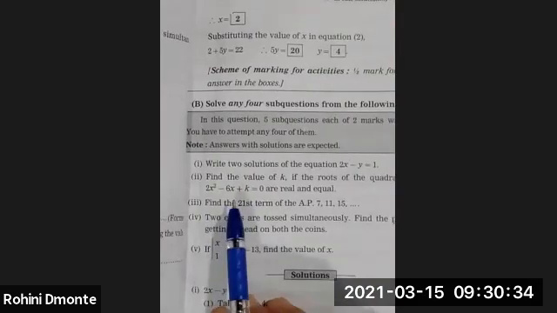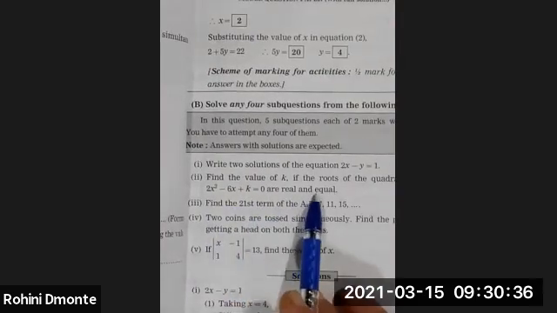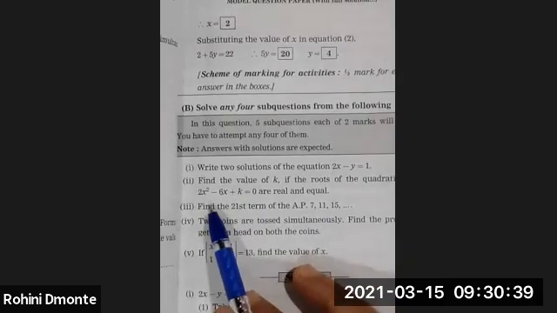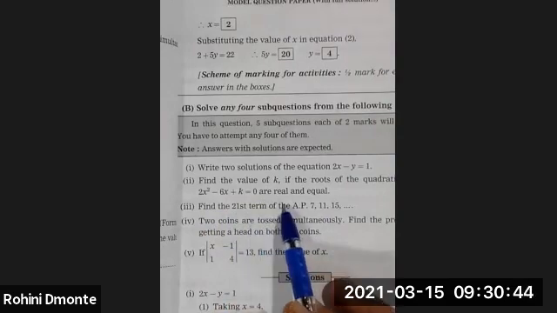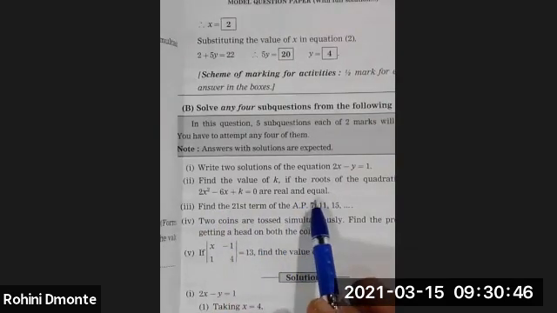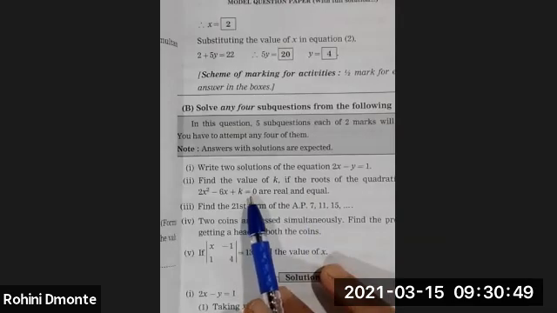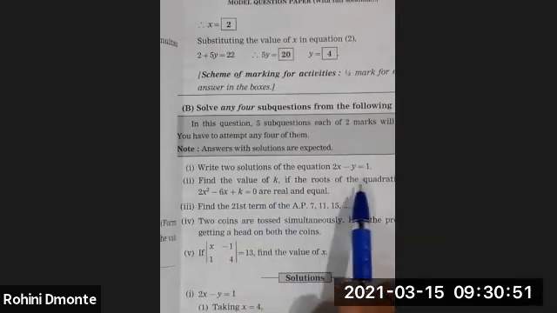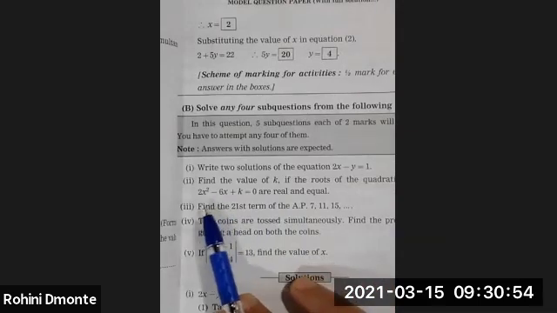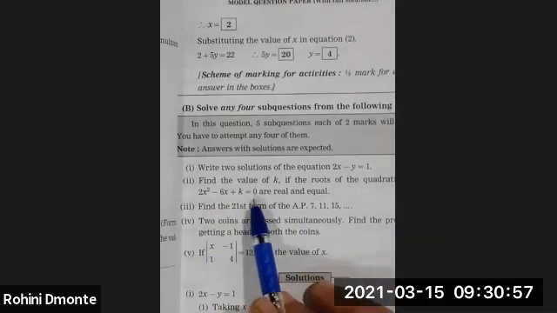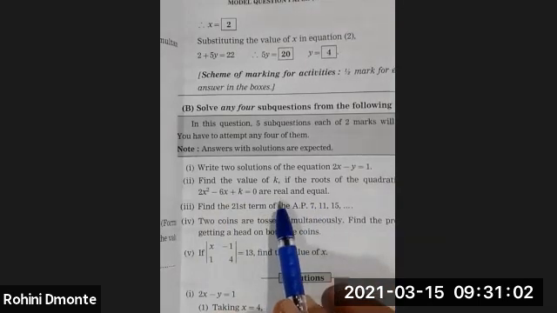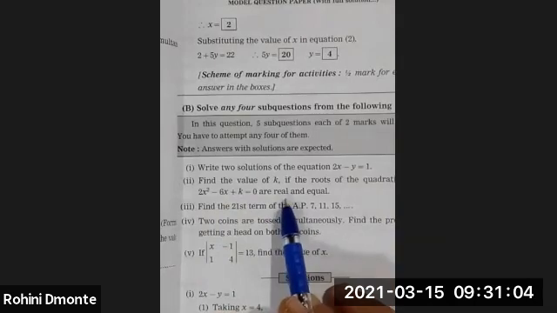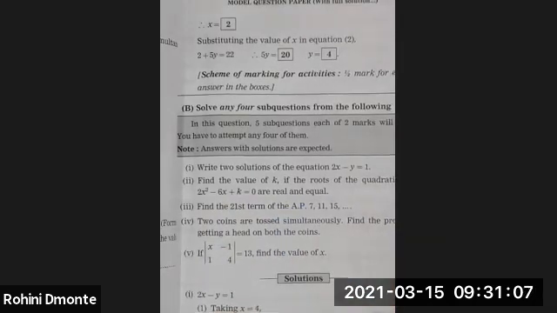Find the value of k if the roots of the quadratic equation 2x square minus 6x plus k is equal to 0 are real and equal. See what is given over here. You have to find out the value of k, if the roots of the quadratic equation 2x square minus 6x plus k is equal to 0 are real and equal. What is the condition given over here? Roots of the quadratic equation are real and equal. Now let us see how to solve this.